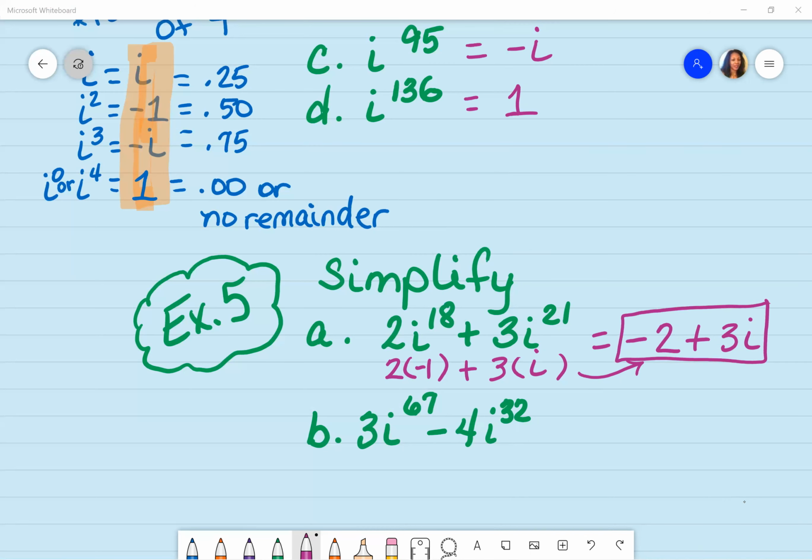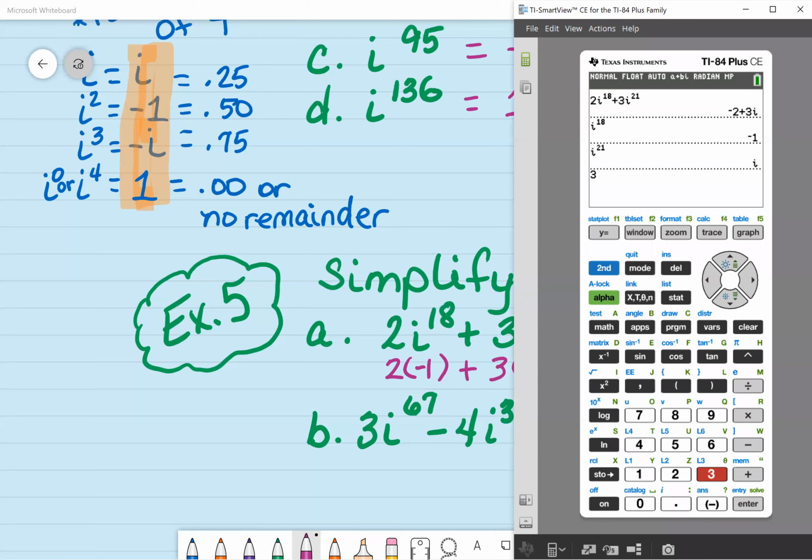All right, let's do this next one. This one is 3i raised to the 67th power minus 4. Oops, see, you have to be careful of that. So to avoid that, hit the right arrow. There we go, -4, and then you want to go to your i, and it was raised to the 32nd power.